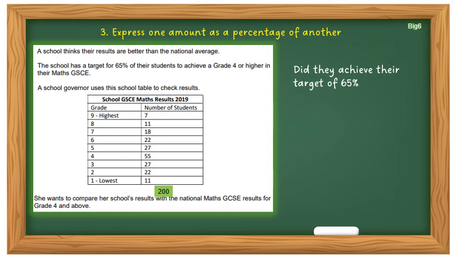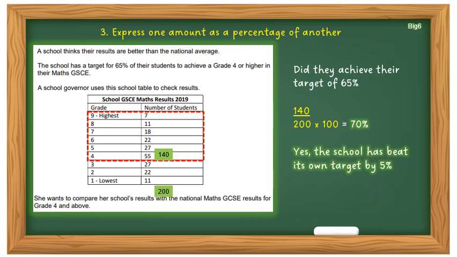Well, we add up the total frequency column, which is 200. We work out the number of students at grade 4 and above, which is 140. And like the table before, we take 140, divide it by 200, and to convert it to a percentage, we multiply by 100, and you can see grade 4 and above achieved 70%. So yes, the school has beat its own target by 5%. And if you got that answer, 70%, well done.